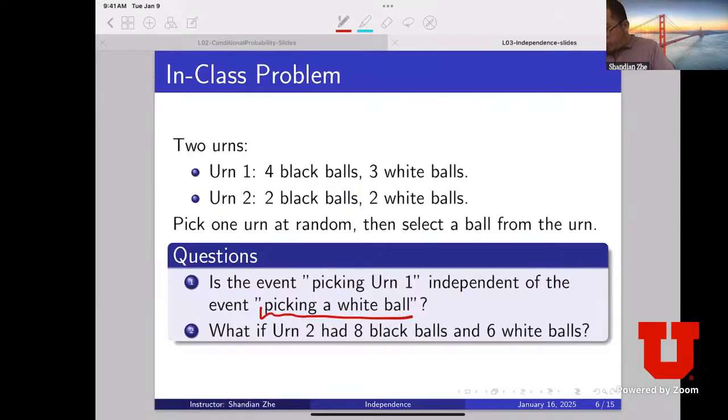We denote that event by A. And now we have another event, B, which is that we pick urn 1. We want to know whether A and B are independent of each other. How can we calculate that, or how can we verify this?